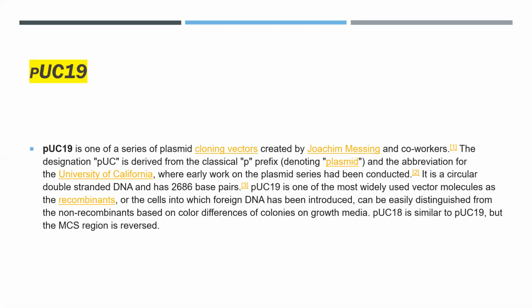It is a circular double-stranded DNA and has 2686 base pairs. pUC19 is one of the most widely used vector molecules, as the recombinants, the cells into which foreign DNA has been introduced, can be easily distinguished from the non-recombinant plasmid based on the color differences of colonies on growth media.